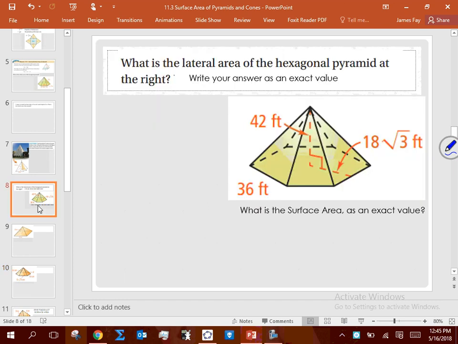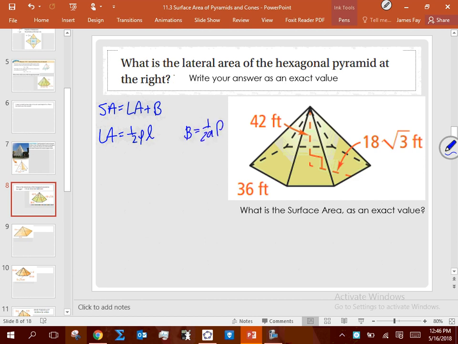Do this one. It says, what's the lateral area? And then eventually we want the surface area. And we're going to leave things as exact values. So your surface area, again, is LA plus B. We know LA should be 1/2 PL. So we'll figure out what that is. And then B, again, 1/2 AP. So let's go through and find our lateral area.